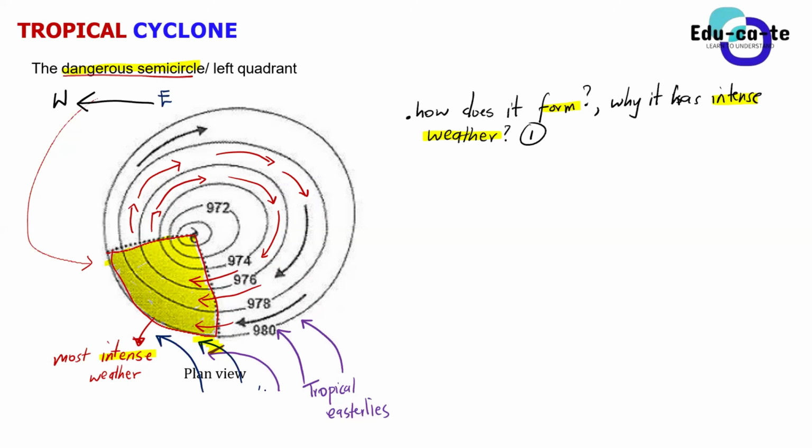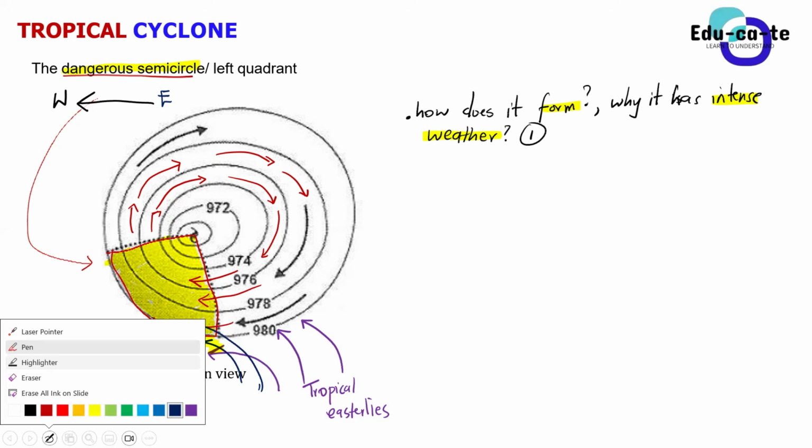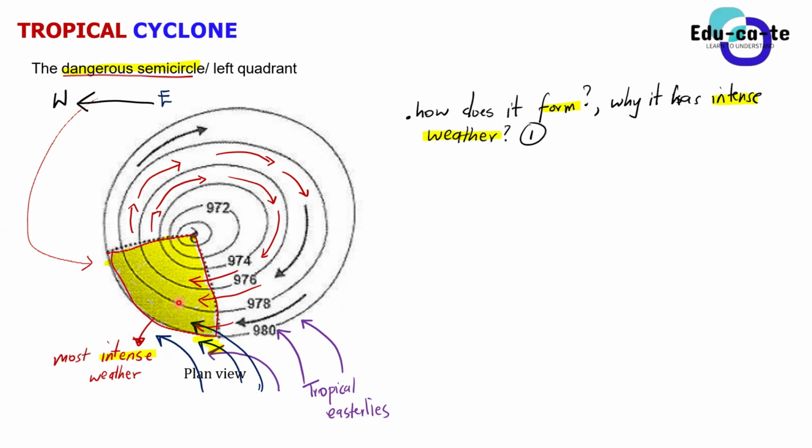So as these winds, let's just say these are tropical easterlies, they collide with the winds that are rotating within the tropical cyclone. That is what causes these intense weather conditions at the dangerous semicircle. So when you explain it, you have to mention that for us to end up having this yellow highlighted region that has the most intense weather condition, we know that we've got winds that are rotating within the cyclone, these red winds rotating clockwise, and we also have the winds that are driving the cyclone, which are the tropical easterlies.